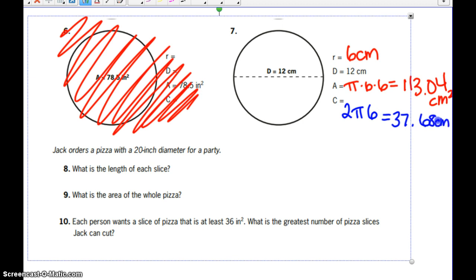Did you get it? If you didn't, make sure you ask someone next to you, how did you do this? Could you figure it out? Find an adult, find a proctor, find somebody to help you out.